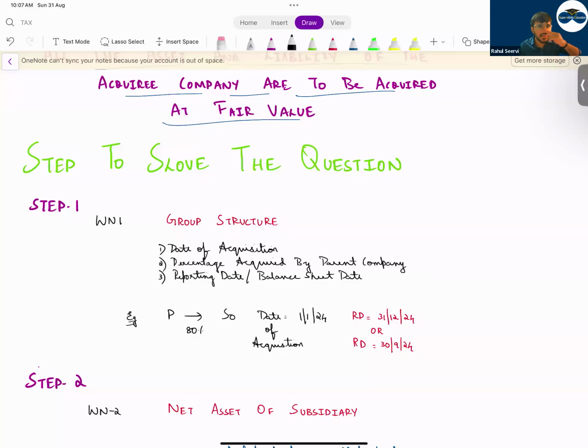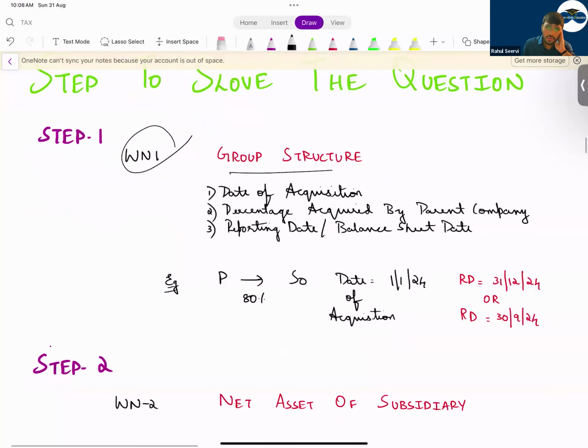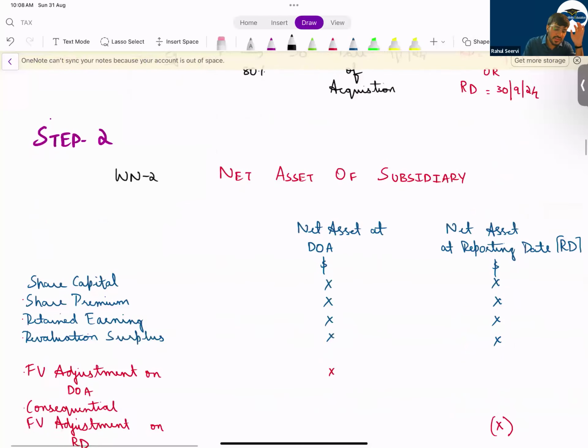Now see here everyone, the steps which you have to follow. In your SBR exam, you need not do all these steps, but to understand how consolidation is done, you should know these steps. So the first step is the group structure. In group structure, we see what percentage you have acquired, so that this will help in step number 5, how much should be allocated to NCI and how much to the parent. Then the date of acquisition, the reporting date, the balance sheet, everything you see. Then you do step number 2.